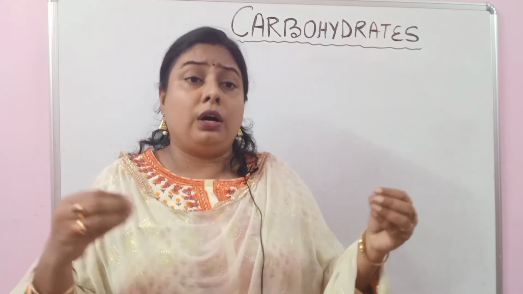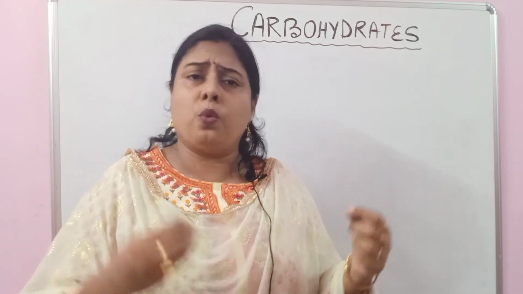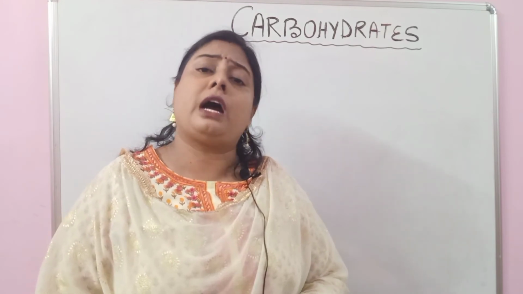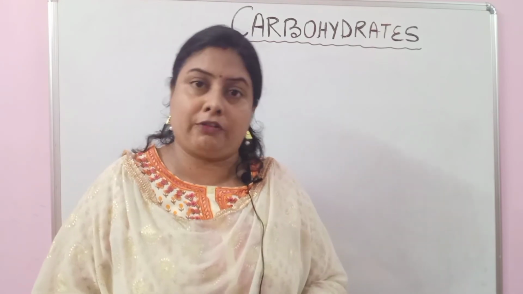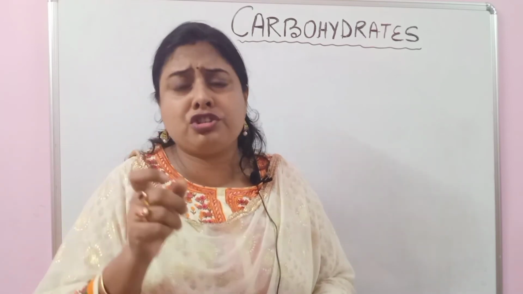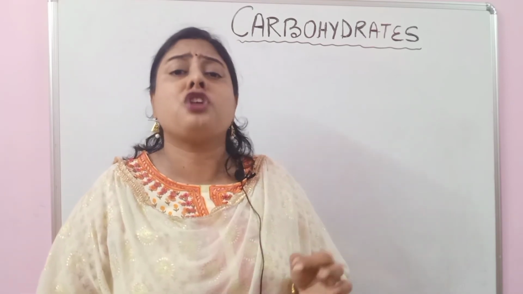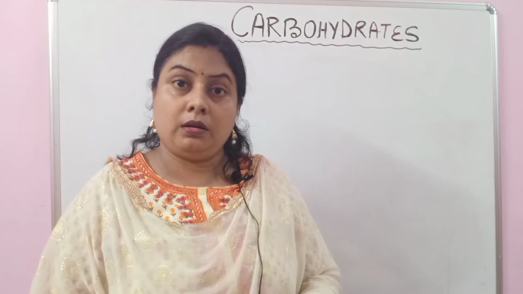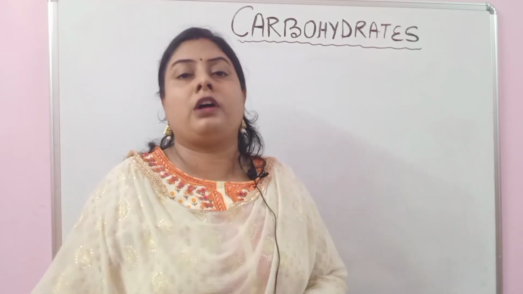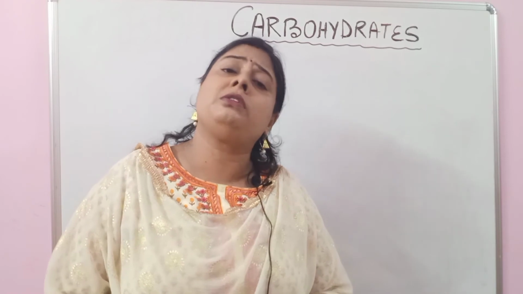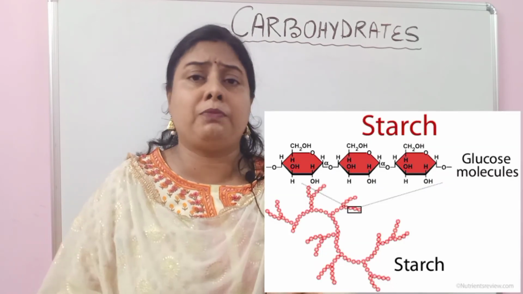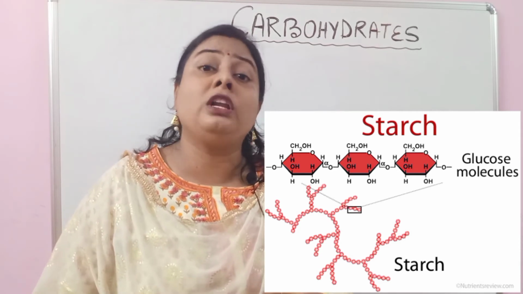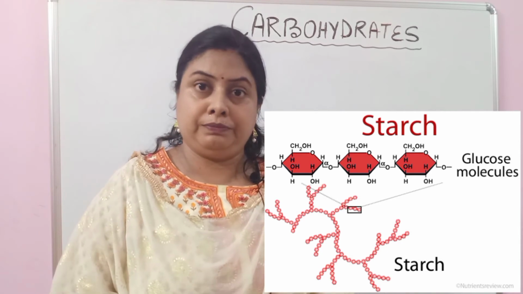Now, when a small number of, say, 1 to 7 sugar units are joined to each other by glycosidic bond, they are known as oligosaccharides. Oligo means small, short. So, oligosaccharides are short chains of monosaccharides. And another group of carbohydrates which is very prominent in the human, plant and animal body are the polysaccharides. They are the polymers of monosaccharides.